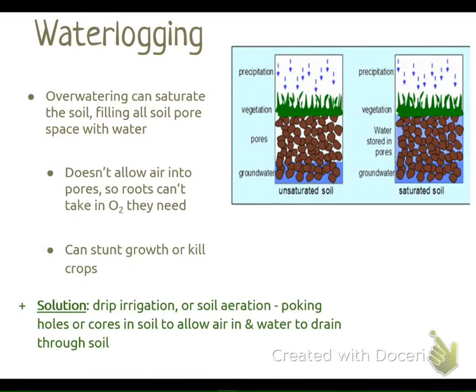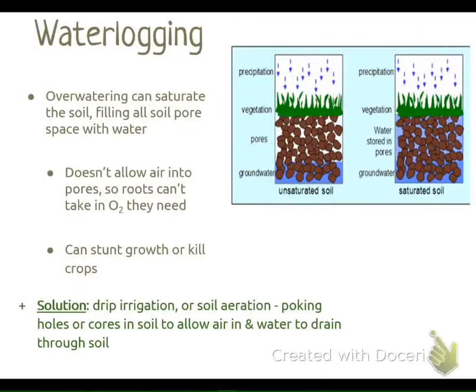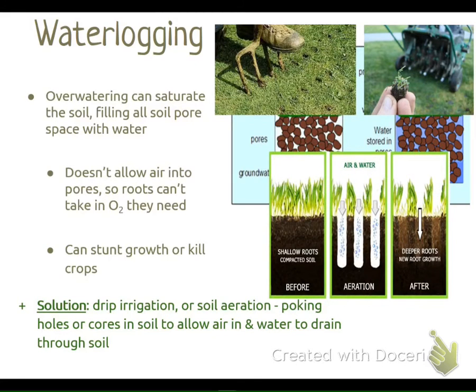The solution for that is drip irrigation or soil aeration, where you poke holes in the soil, which allows air and water to drain through the soil down where it gets deeper. As you can see there, you can either do it manually using your foot, or you've got machines that will dig down into it. So you've got these little holes where the air and the water can seep down, and it gets down below the roots so that the roots are actually going deeper.